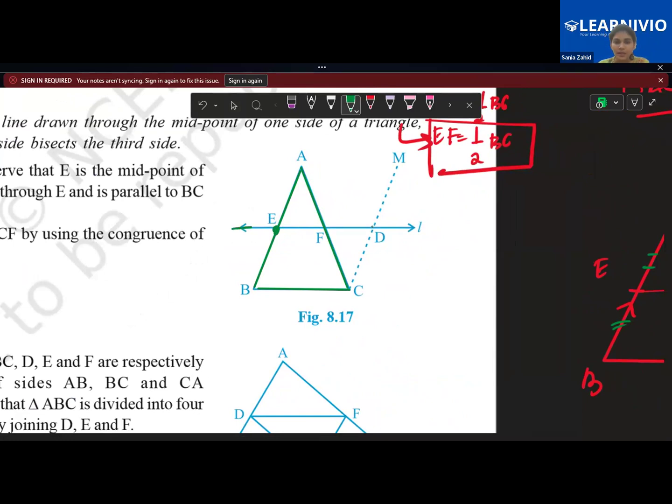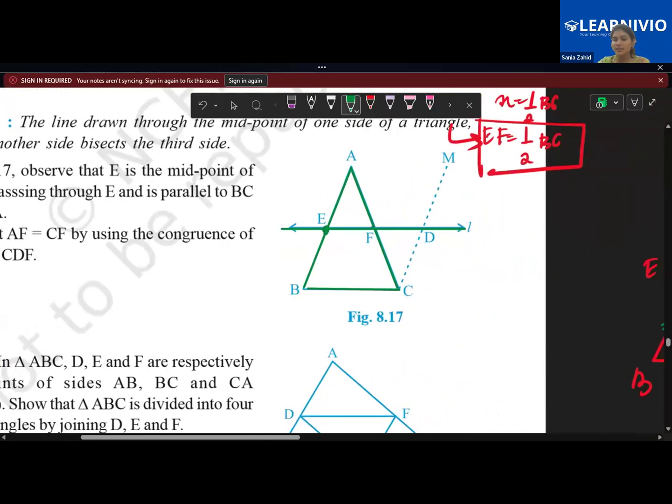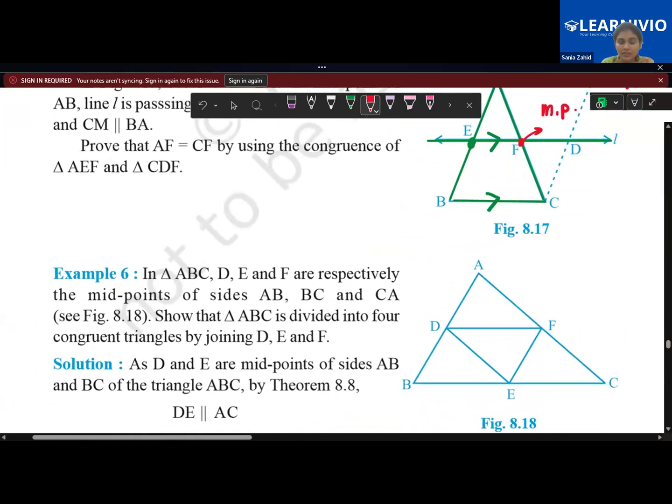Let's suppose you draw a line like this that is parallel to another side. That means now E is the midpoint, and I'm drawing a line passing through E such that this line is parallel to this line. Then automatically F is also your midpoint. F was not given as the midpoint, only E was given to you as the midpoint. But I am drawing a line that's passing through E and is parallel to BC.